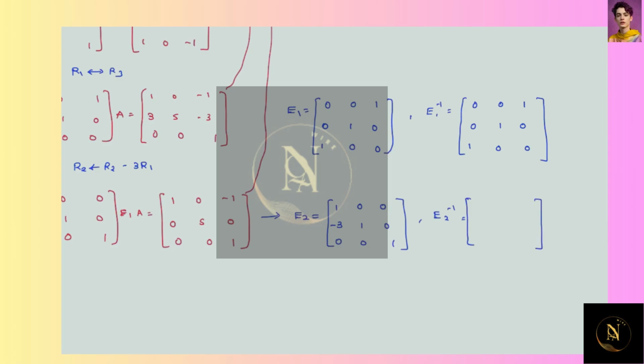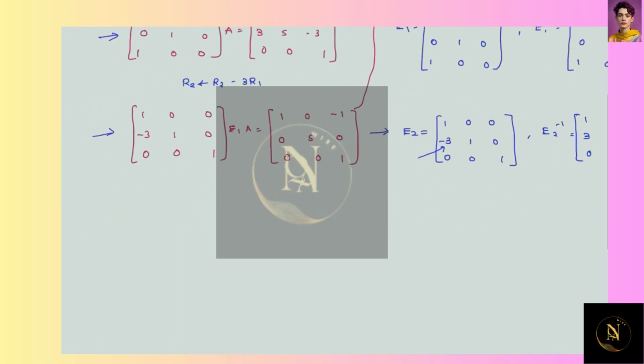Okay, here for the second elementary matrix we have here minus 3, right? So to find the inverse matrix of E2 we need to just write here plus 3, right? And all the remaining entries will remain the same, right?